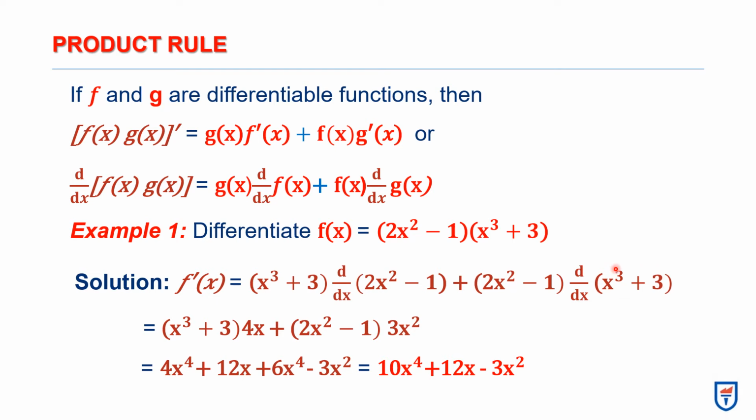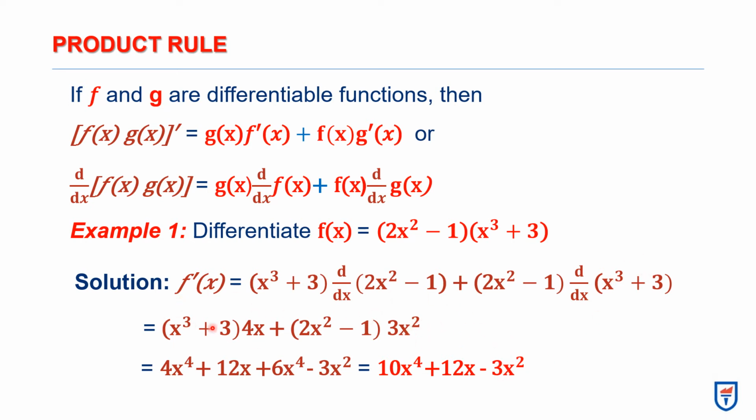So we focus on differentiating x cubed. When we're differentiating x cubed, we apply the power rule. By the power rule, we take the power, which is 3, then we write it and say 3 times x to the power 3 minus 1, which reduces to 3x squared.